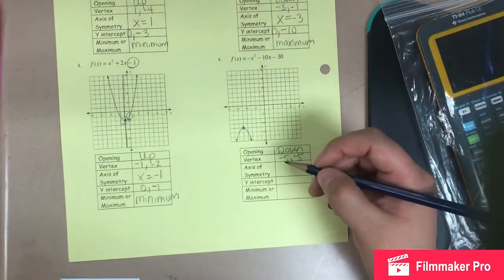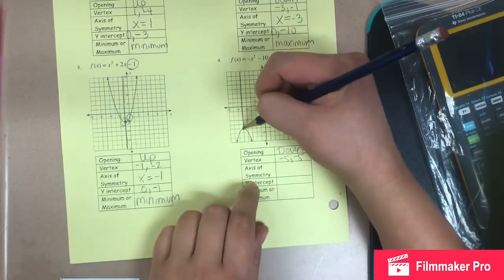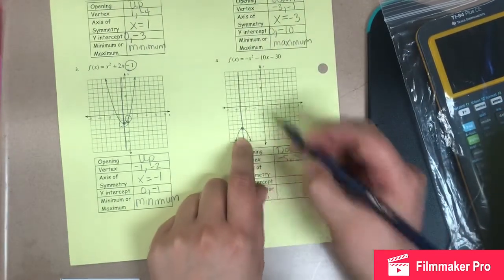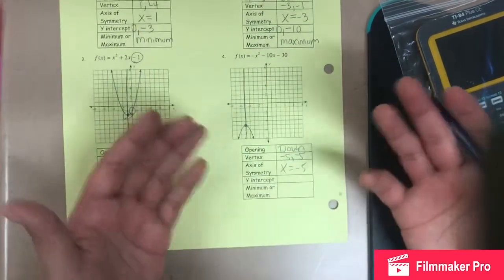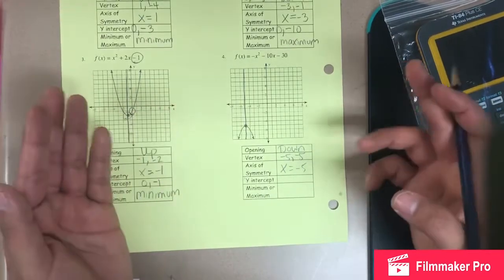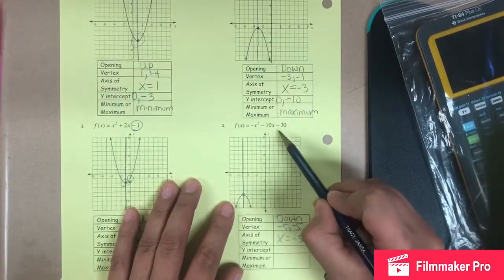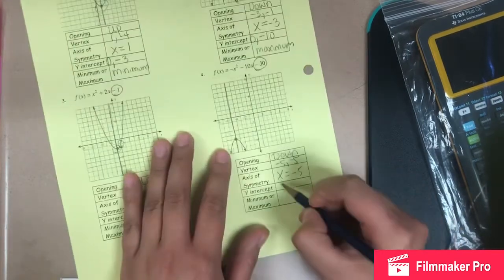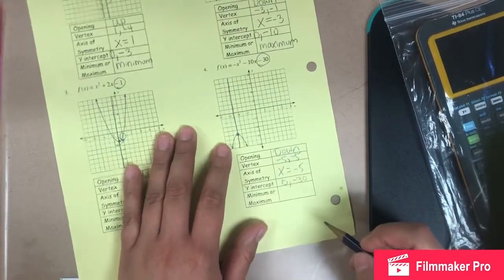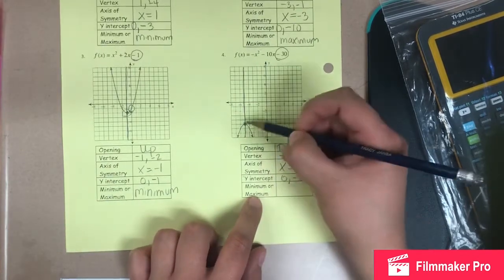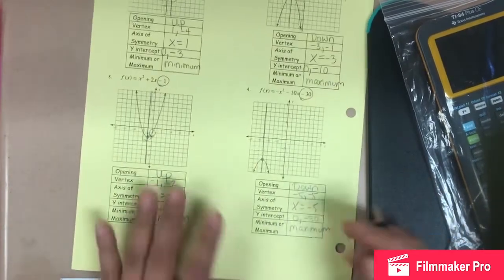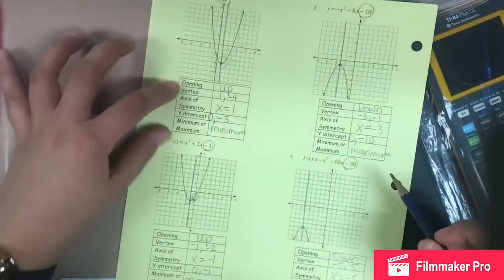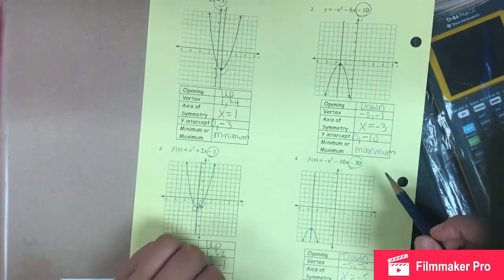Okay. The axis of symmetry is if I were to draw a vertical line through that vertex, it would be x equals, the x-axis it crosses at -5. Now, in this one, I can't see where it's going to cross the y-axis, and you don't want to guess. So you need to use the equation. The y-intercept is that c value, so it would be 0, -30. Minimum or maximum, in this case, it has a high point, so it's going to be referred to as the maximum. So just learning the vocab today and making sure you know what the opening is, the vertex, the axis of symmetry, the y-intercept, and the minimum or the maximum.